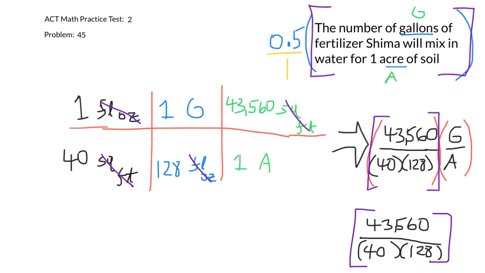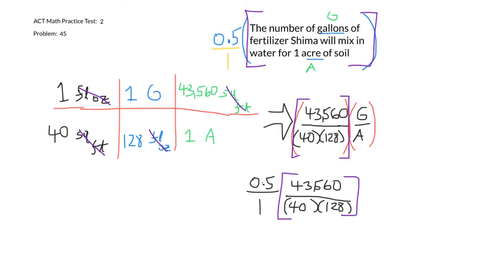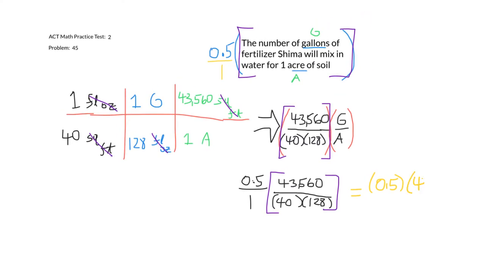Now, again, we got to do the 0.5. So it's going to be 0.5 over 1. Now, at the end of the day, we can kind of ignore that 1, right? Because 1 times this is just this. So really, at the end of the day, the final answer could be rewritten as 0.5 times 43560 all over 40 times 128. And that corresponds with answer choice C.